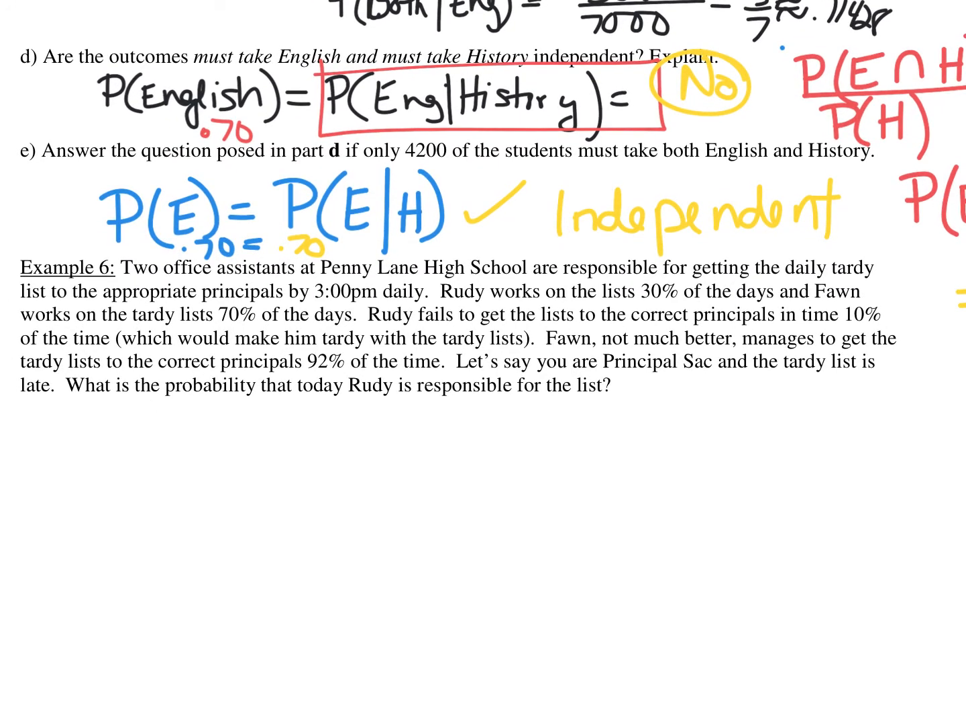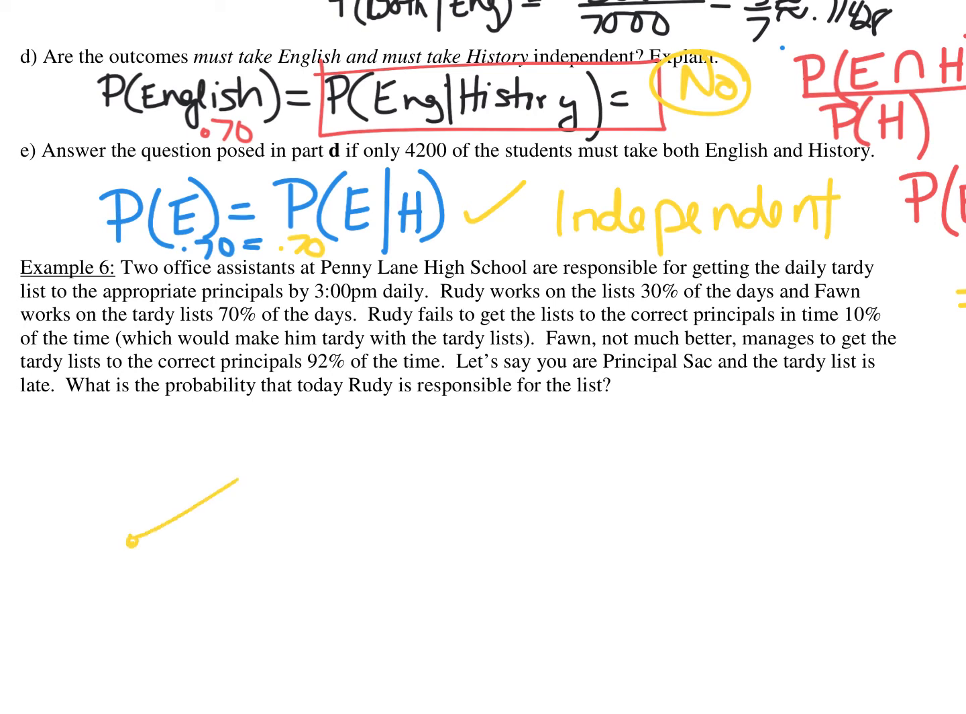Two office assistants at Penny Lane High School are responsible for getting the daily tardy list to the appropriate principals by 3:00 p.m. daily. Rudy works on lists 30% of the days, and Fawn works on the tardy list 70% of the days. Rudy fails to get the list to the correct principals in time 10% of the time, which would make him tardy with tardy lists. Fawn, not much better, manages to get the tardy list to the correct principals 92% of the time. Let's say that you are principal and the tardy list is late. What is the probability that today Rudy is responsible for the list?